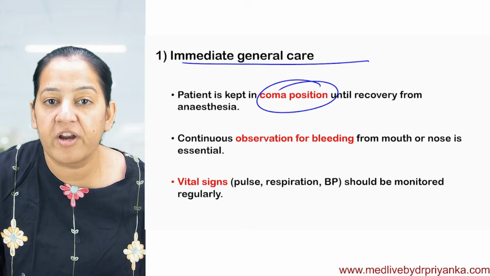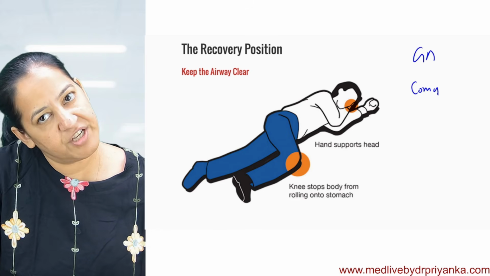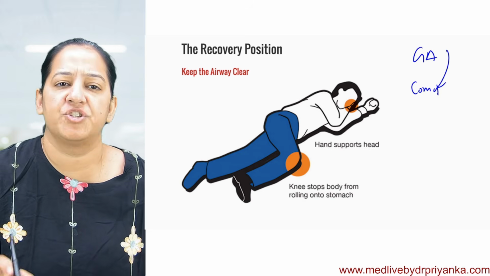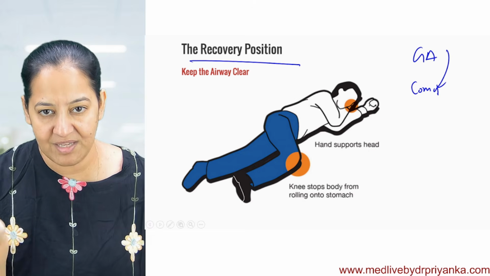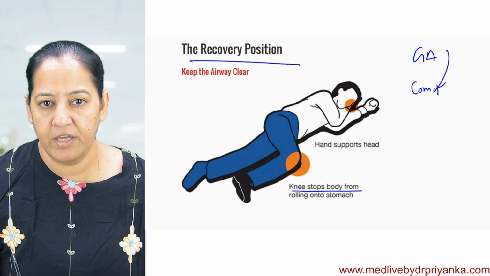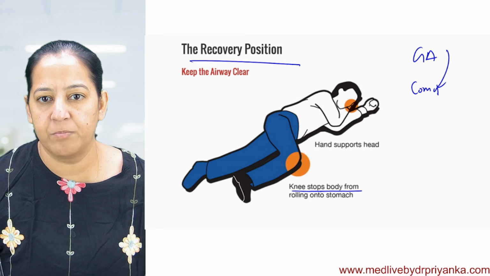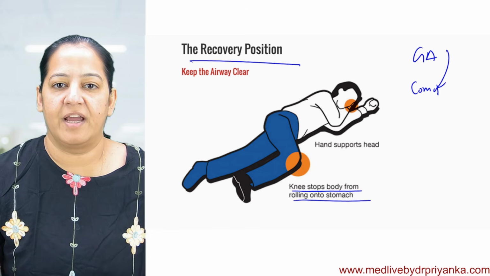The patient is kept in recovery position or coma position. This position is known as coma position. After GA, all the patients are kept in this position. The patient is sideways. The patient's knees touch the body. You can see the knees stop the body from rolling onto the stomach. So you have to keep the patient sideways.